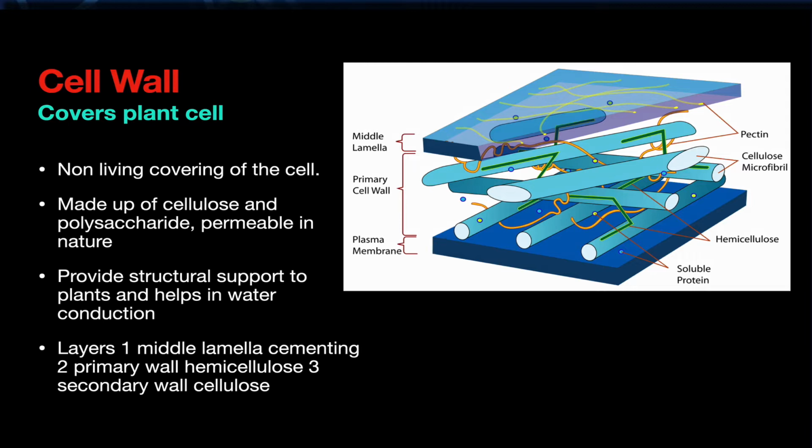Middle lamella is the cementing, and after that we have primary wall, which is hemicellulose. It means it's not proper cellulose or pure cellulose. It is a mixture of some other components and cellulose. And then we have secondary wall, which is purely made up of cellulose.